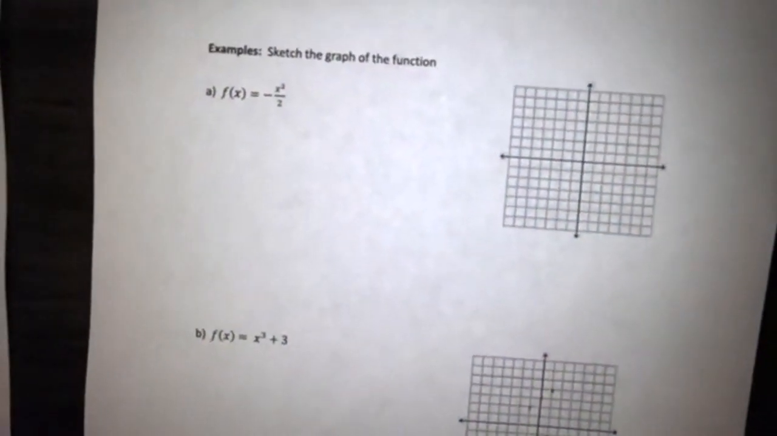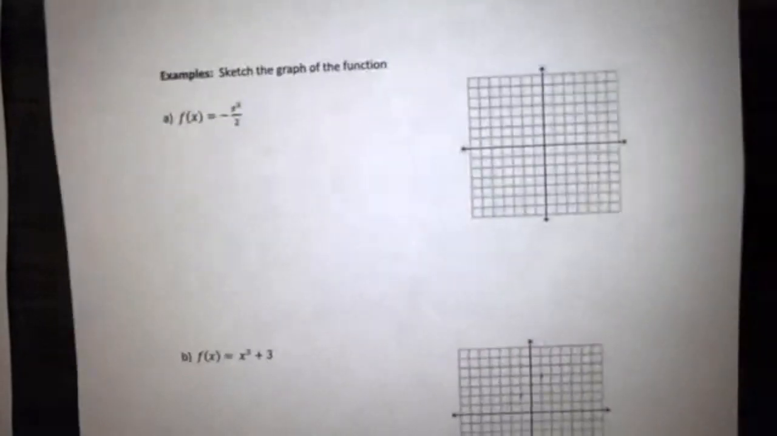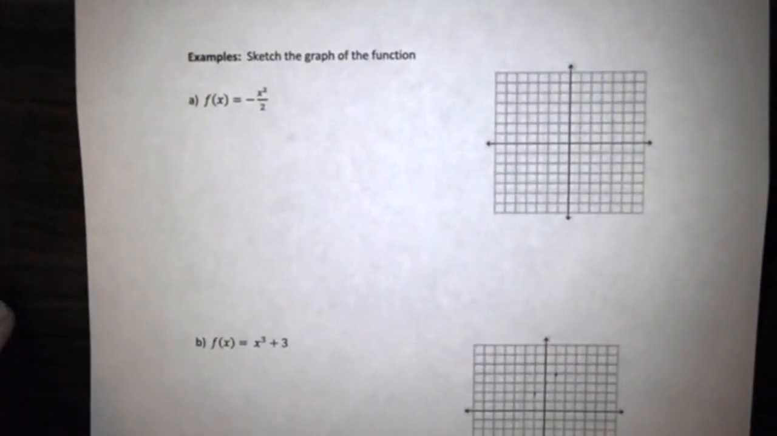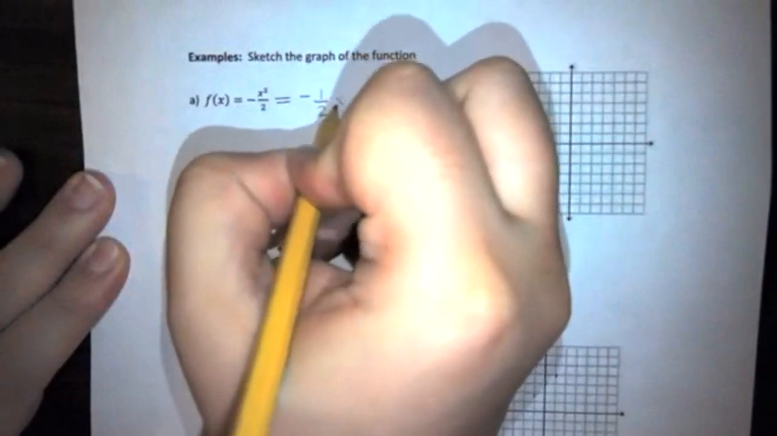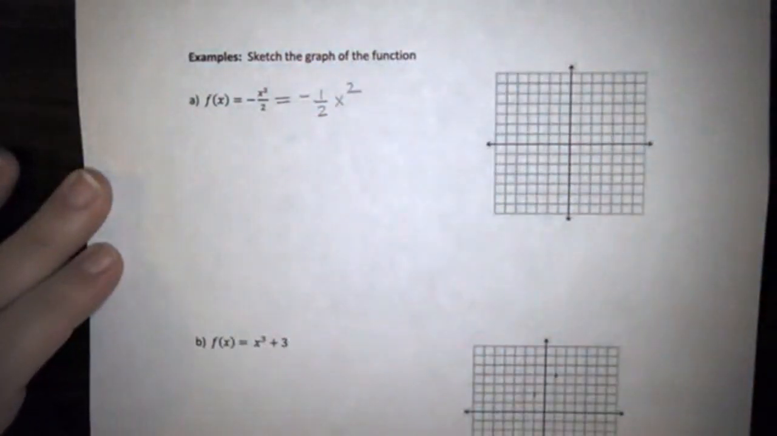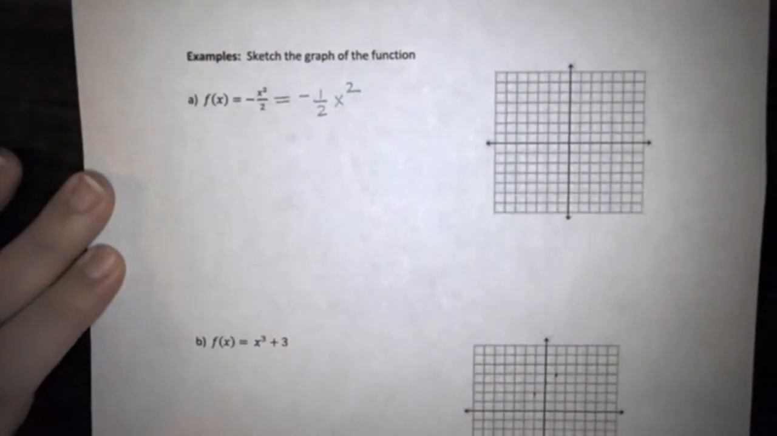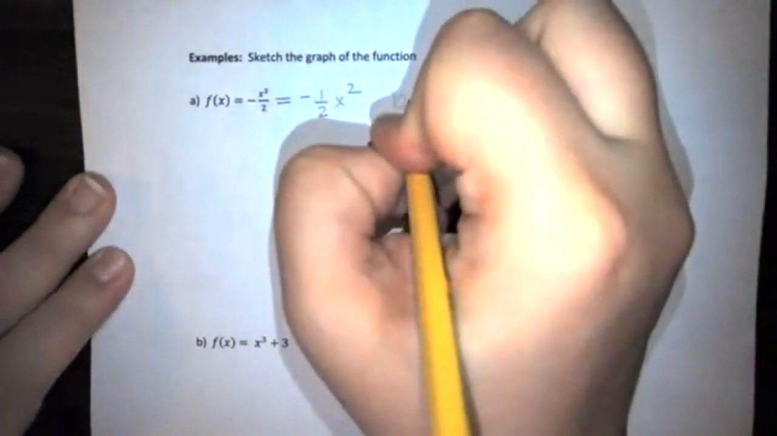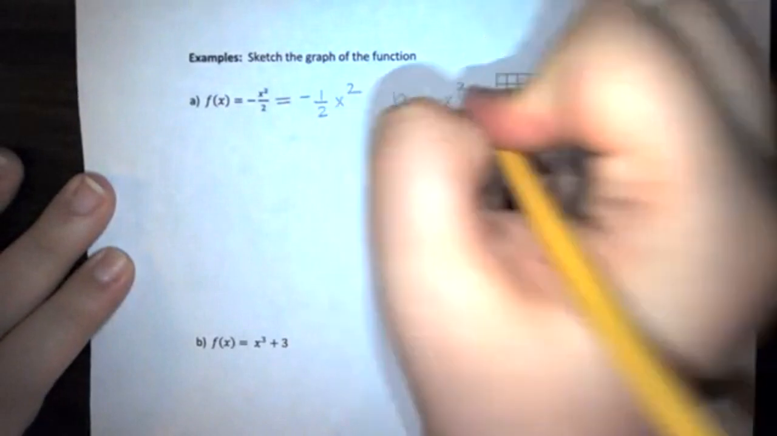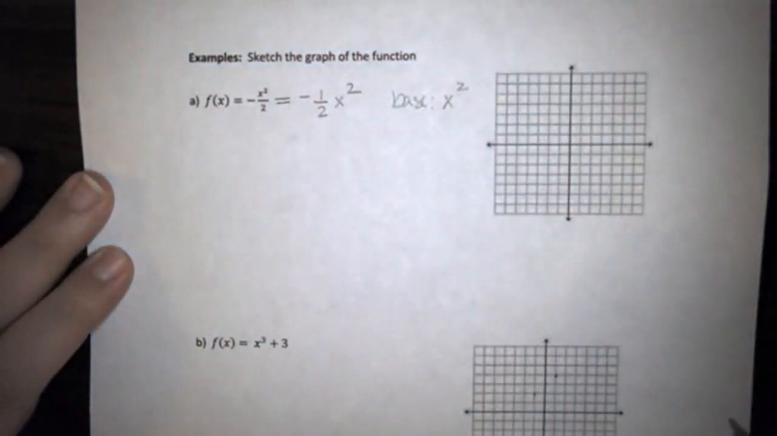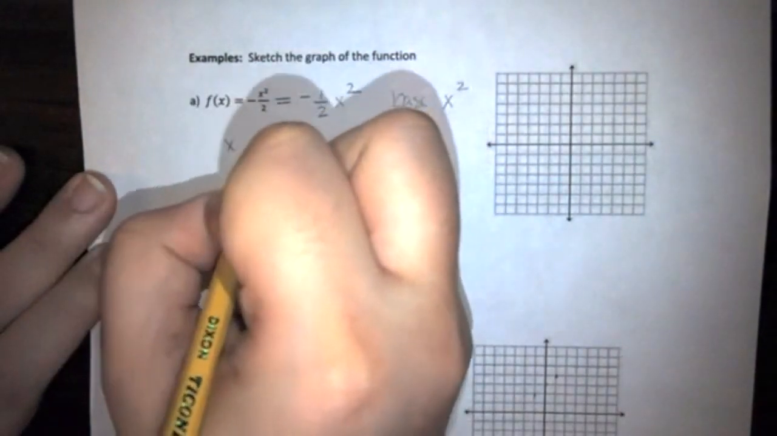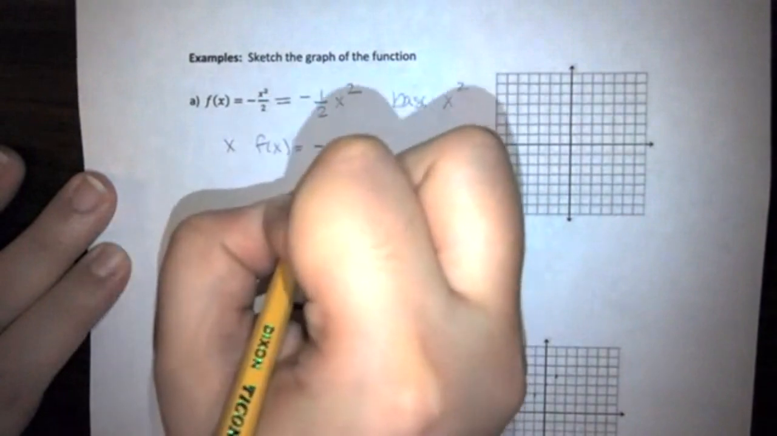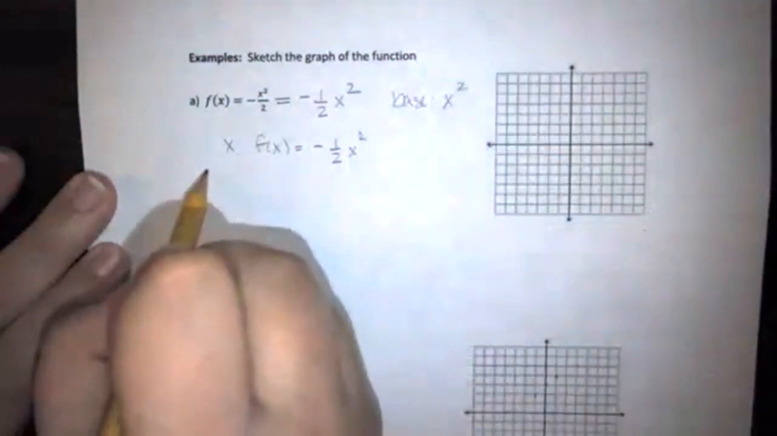So first and foremost, let's start here where it says f of x is negative x squared over 2. Well, here we can rewrite that as negative 1/2 x squared. And in doing so, now we can see what that base is. So the base function here is going to be x squared. Once we identify that, we can then create that xy table. So here we're going to create x, and then we have that f of x equals negative 1/2 x squared.